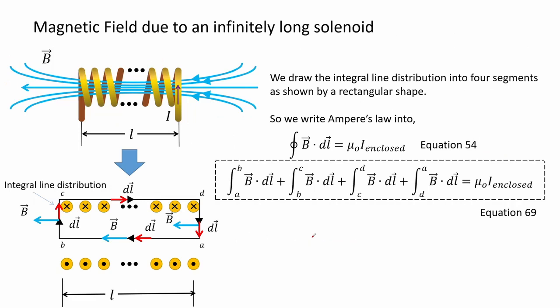Now let us consider just the solenoid and determine the magnetic field produced if it was infinitely long. Here we have an infinitely long solenoid where the magnetic field is only inside the core. Using Ampere's law to determine the magnetic field produced, we draw the integral line into 4 segments as shown by a rectangular shape here. So we write Ampere's law as equation 69.